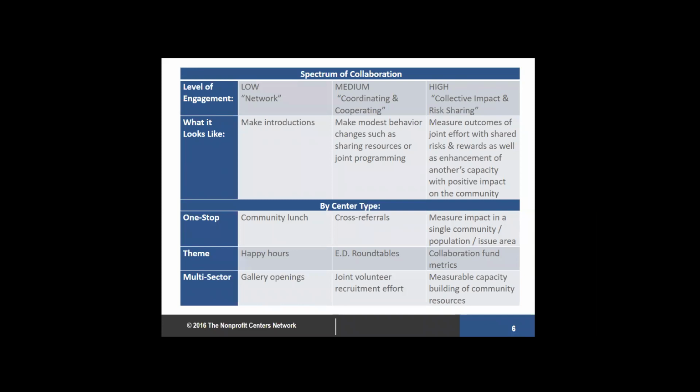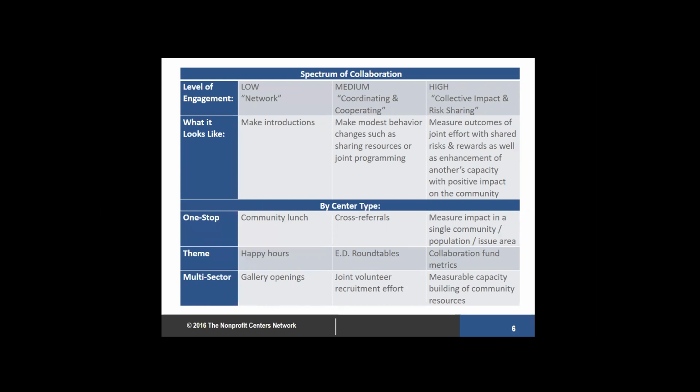The first challenge that we came up against with the collaboration project was defining collaboration. I'm sure most of you are familiar with this challenge of what do we mean by collaboration? What are we trying to get at? And there was a lot of disagreement among our practitioners as to what they were headed towards. So together we reviewed a lot of different collaboration continuums out there and adapted them to fit our purposes.